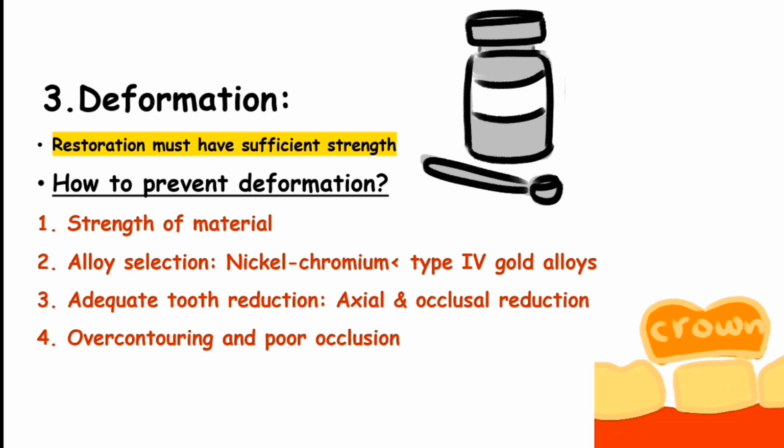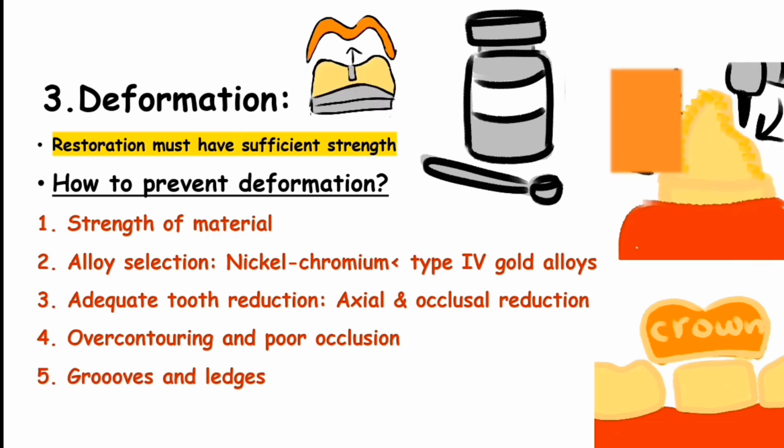And the fourth one is also explaining the same thing. There should not be over contouring and poor occlusion. In biological consideration, we have talked about what poor occlusion means. Grooves and edges are very important, because if there is no freedom of displacement, as we talked about in that point, grooves and edges will prevent deformation.